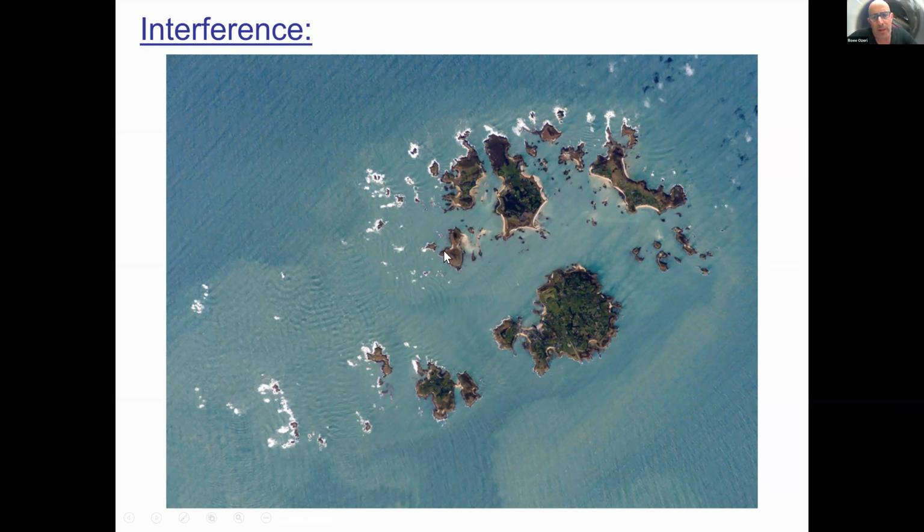What you see here are waves that are reflected from the shores of this little group of islands called the islands of Scilly, a little south of England. And you see that the reflection of waves from the island's shore forms an interference pattern here. So waves are very ubiquitous. We see them everywhere in nature.